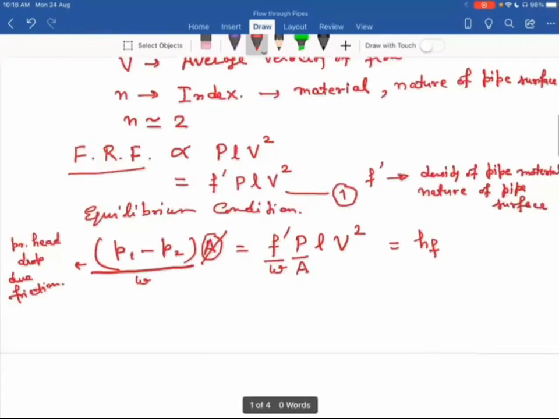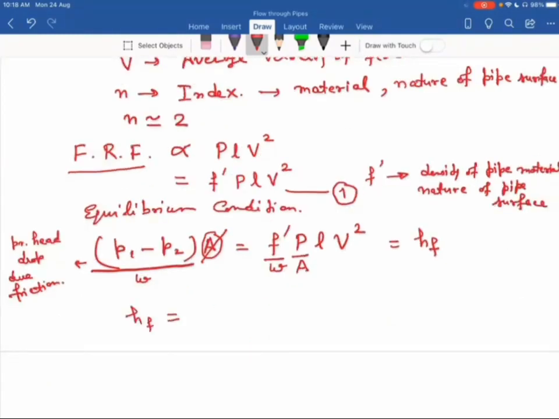So I write this HF again. So F dash by W. So I use this term only. F dash by W into P by A. Okay. Now I do one more thing. I multiply this term by 2G and divide by 2G. Okay. So I write it as LV square divided by 2G. So I combine 2G term over here.